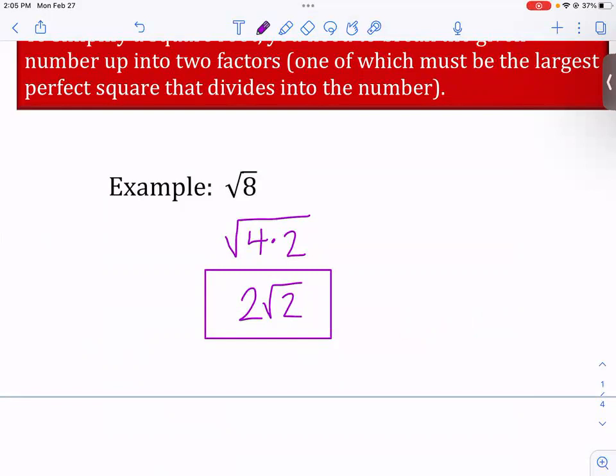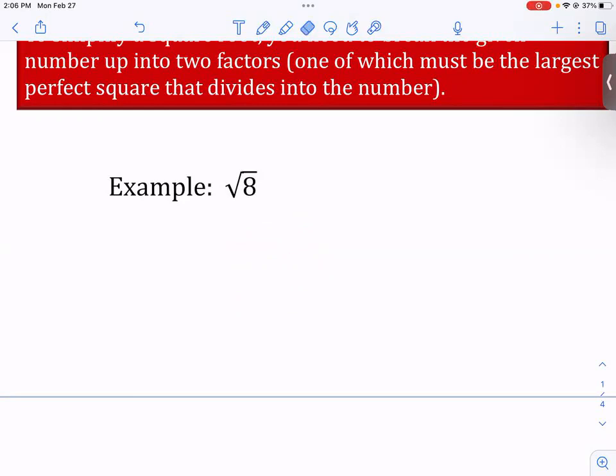Yes, Colin. I don't get 2 times the square root of 2. It's not 8, it's the square root of 8. Yeah, because what's 2 times 2? 4 times 2. Just made it smaller now.